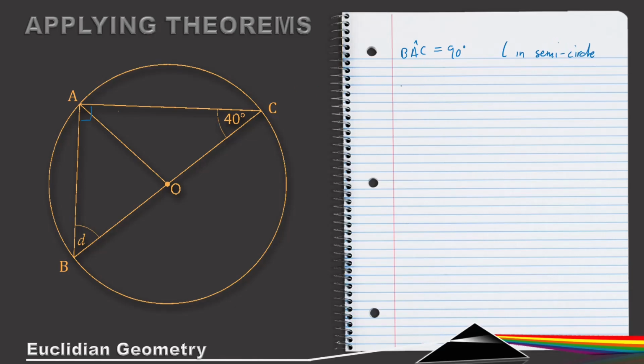And then I can say that all of these angles add up to 180. So D plus 90 degrees plus 40 degrees adds up to 180 degrees, and the reason is angles of a triangle. And then just solve for D. So D is equal to 180 minus 90 minus 40. So that's going to be 90 minus 40, which is 50 degrees.